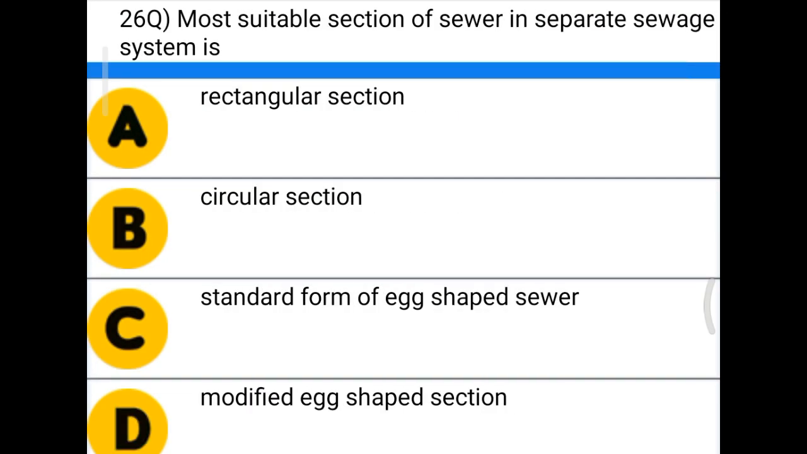Next question, most suitable section of sewer in separate sewage system is option A rectangle section, option B circular section, option C standard form of egg-shaped sewer, option D modified egg-shaped sewer. So the correct answer is option B circular section.